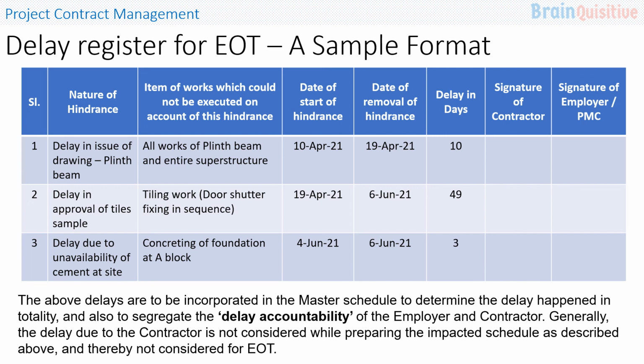The above delays are to be incorporated in the master schedule to determine the delay that happened in totality and also to segregate the delay accountability of the employer and the contractor. Generally, the delay due to the contractor is not considered while preparing the impacted schedule as described above, and thereby it is not considered for extension of time.